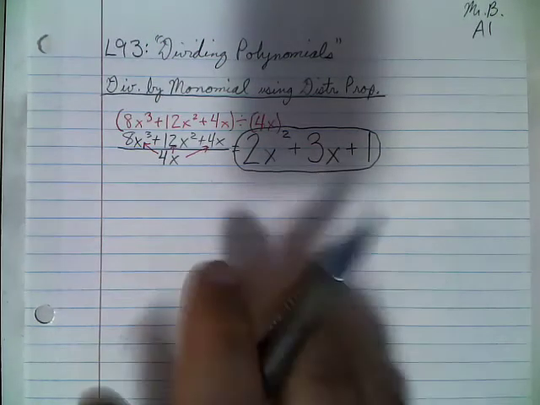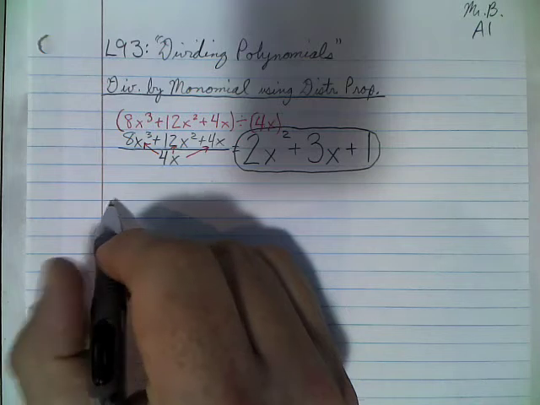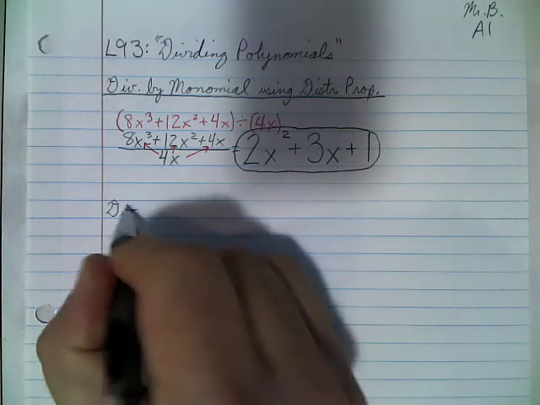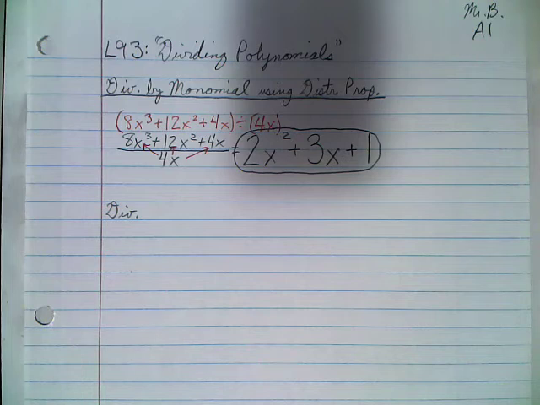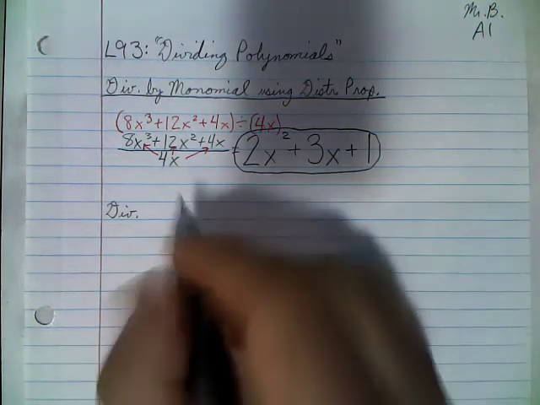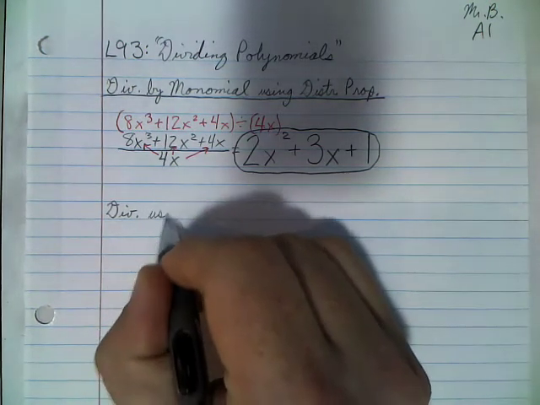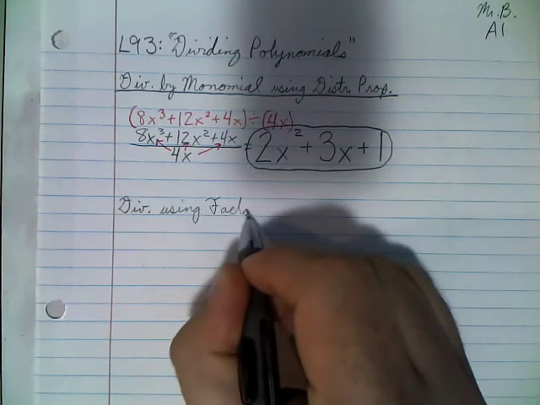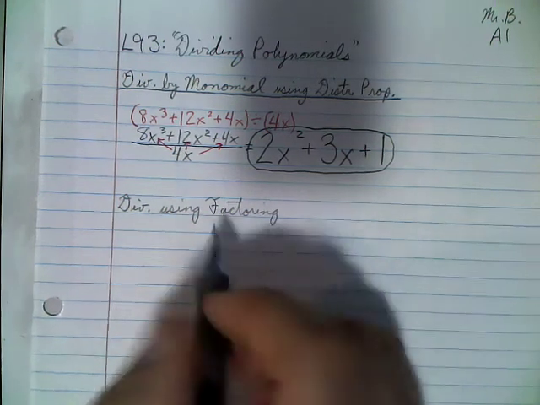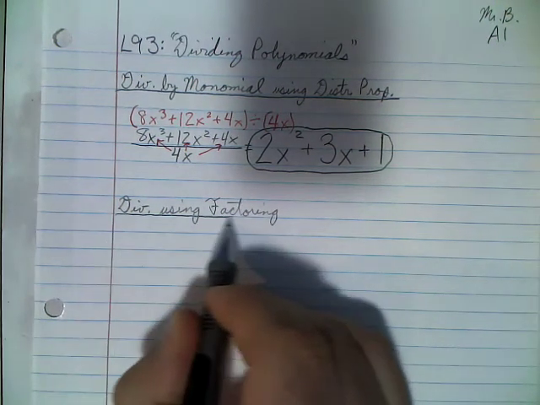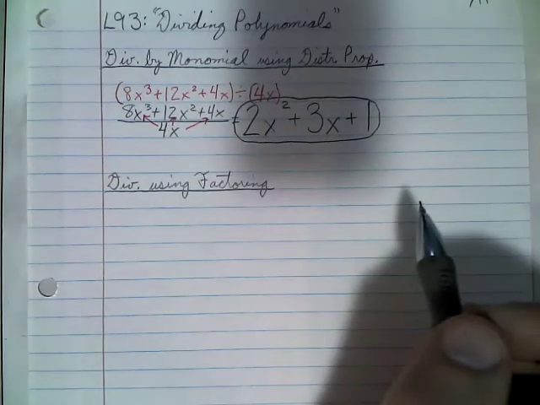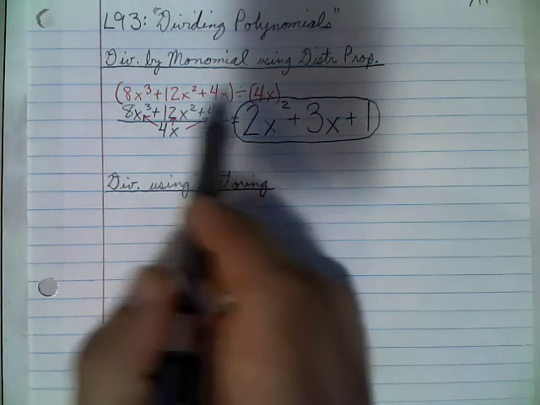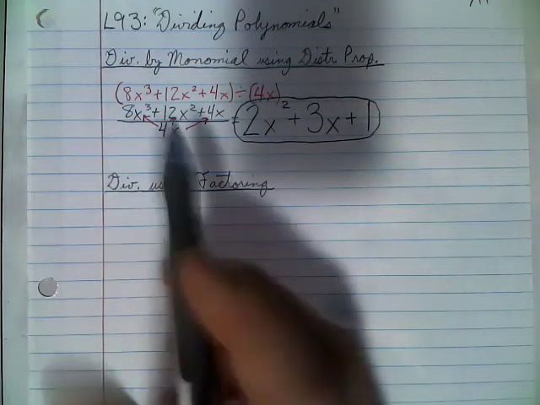Second method here, and let's go ahead and skip 2 lines just to give that a little bit of breathing room, is going to be dividing in general, so not just when it comes to monomials, but dividing by some other polynomial. So monomials, binomials, and beyond. And this is going to be using factoring. And we've actually been kind of doing this already. So division using factoring. I'm going to borrow the problem up here again one more time.